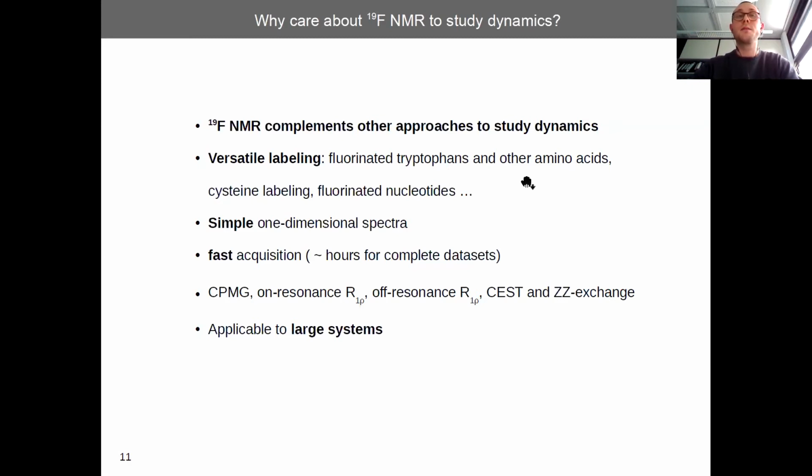And what you obtain is simple, one-dimensional spectra. So it's very straightforward to record and to analyze. It's quite fast, so usually we can obtain complete data sets in triplicates within hours. That's a nice advantage. You can do that on many probes, so many probes nowadays can record protons and fluorines on the proton channel. And yeah, we have these different experiments that you can apply for different exchange problems. And it's applicable to large systems, and I think that's very interesting for people nowadays.